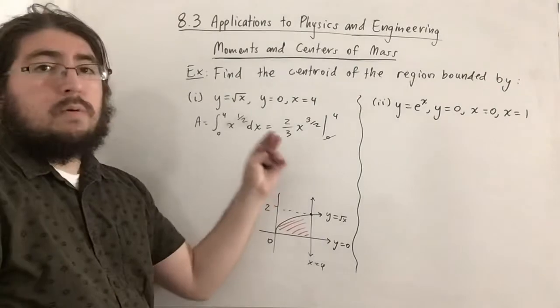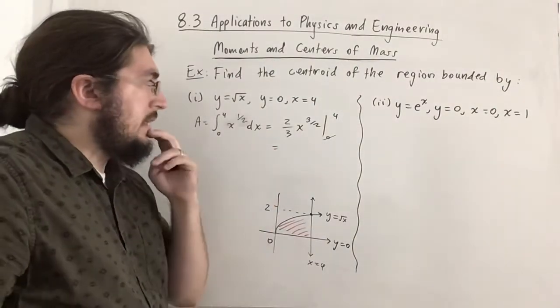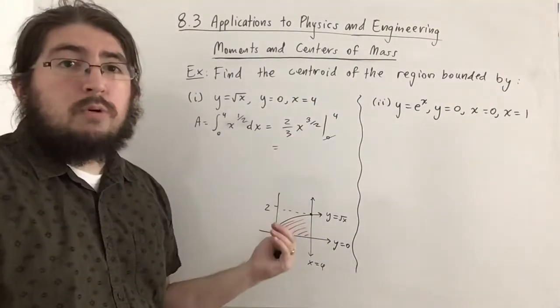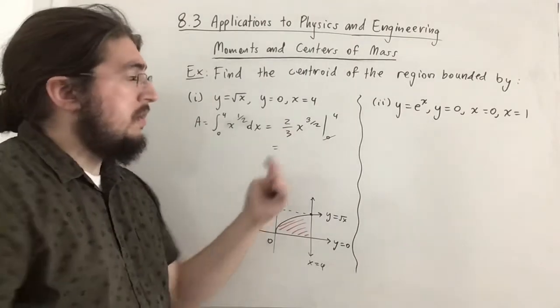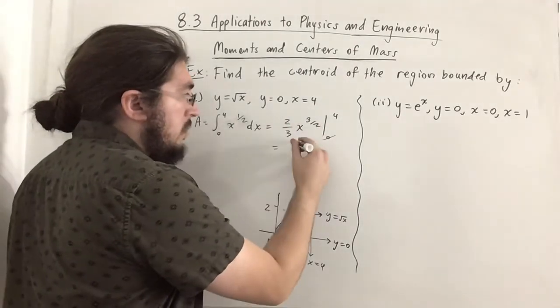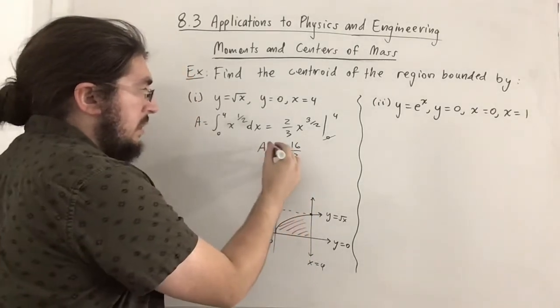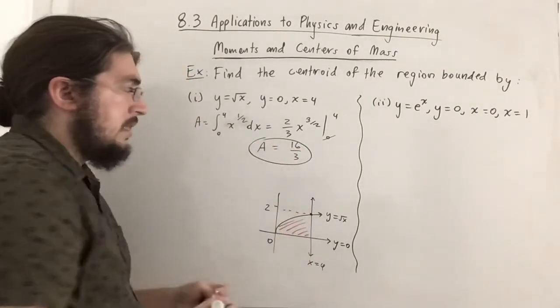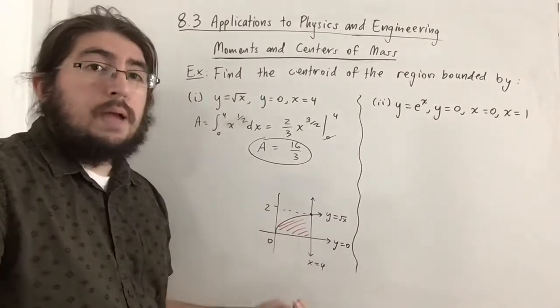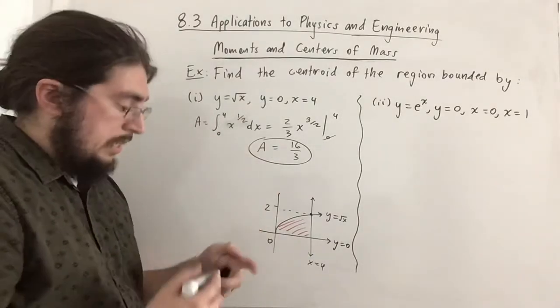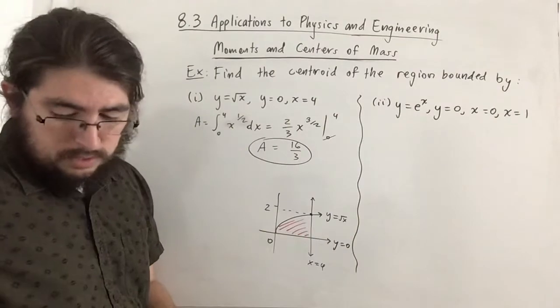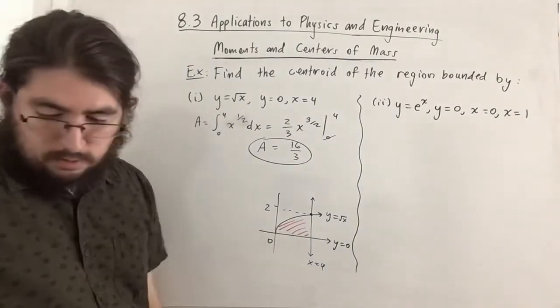When you plug in 4, well, 4 to the 3/2: 4 to the 1/2 is the square root of 4, which is 2, and then the third power is 8. So this is going to be 8 times 2/3, or 16 over 3. So this is the area, and this is a good result, because now we can write each x bar and y bar as the reciprocal of this times that integral we saw in each of those corresponding formulas.